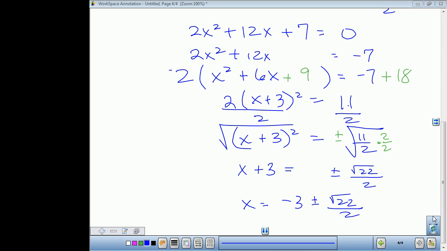How come you have to multiply the 11 over 2 by 2? Because you can't leave a radical in the denominator. Oh, okay. And so, because we can't simplify the square root of 2, we have to rationalize that denominator by multiplying by 2 over 2.